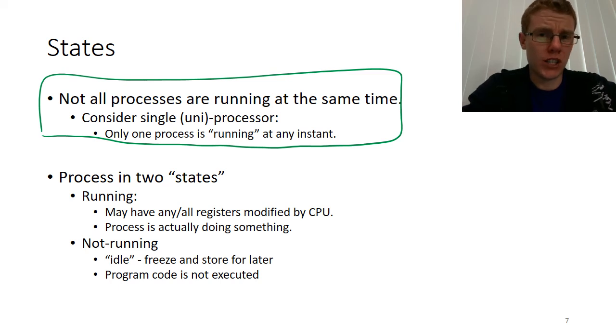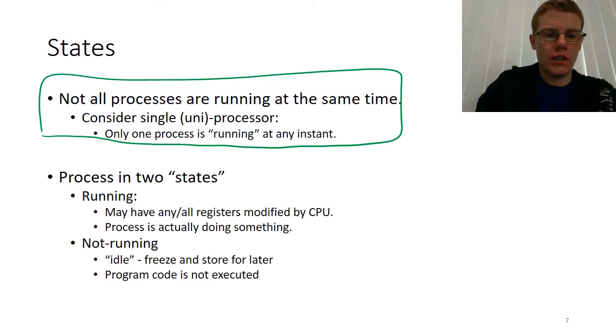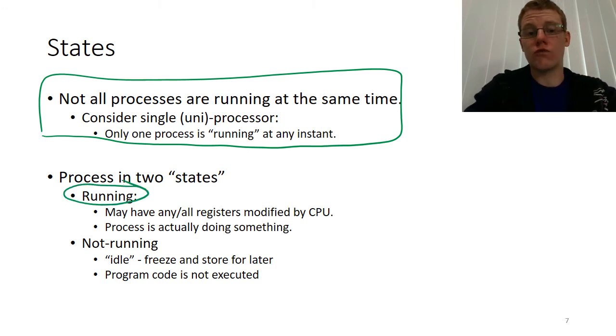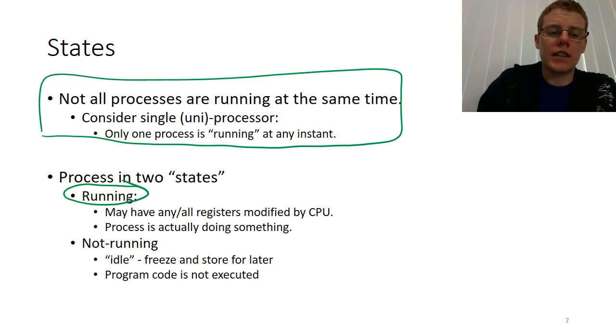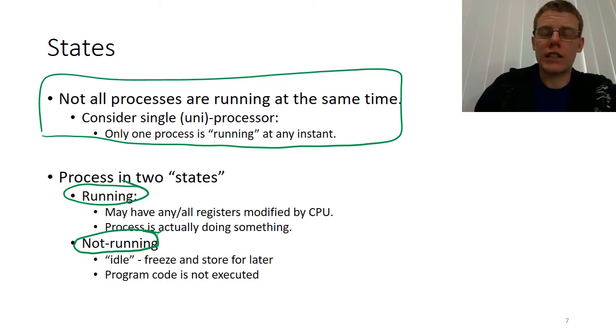In this situation, the simplest possibility is to have two states for the process. The process can be running, in which case its registers may be modified by the CPU, the process is actually doing something. And the other state is some sort of not running state, so maybe an idle state. It's frozen, stored somewhere for later, the actual program code is not being executed. So in this case, we have two states that the process is switching between.